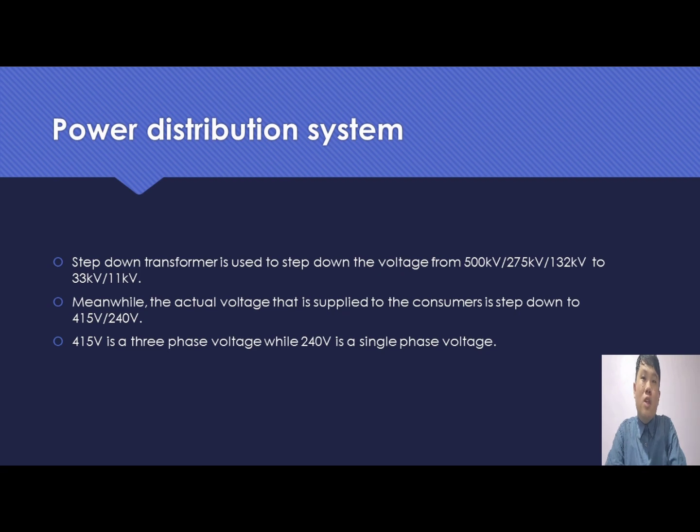The step-down transformer is used to step down the voltage from 500 kV to 11 kV. Meanwhile, the actual voltage that is supplied to the consumer is stepped down to 415 volts or 240 volts. 415 volts is a three-phase voltage, while 240 volts is a single-phase voltage.